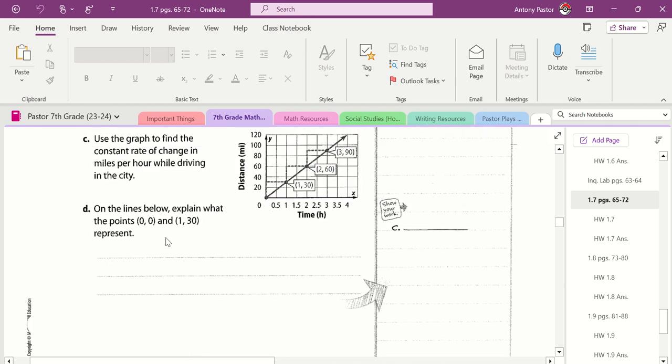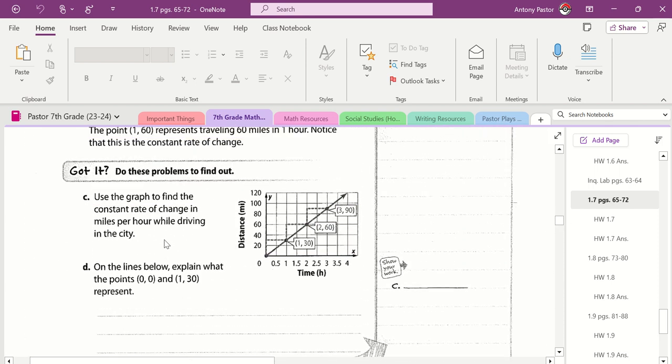All right, we're going to do these problems. Use the graph to find the constant rate of change in miles per hour while driving in the city. Again, we can look literally at 1 hour and know that we're going between 20 and 40. So it looks like we're going 30 miles an hour. At 2, we go up to 60, so we are going 30 miles an hour. And it even says here that's 1, 30. I didn't read that. So we are going 30 miles an hour. That's one way we can do it.